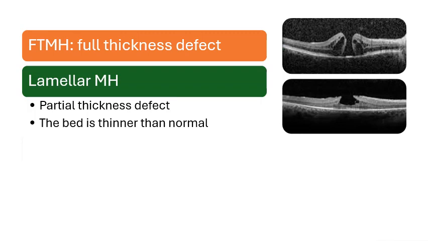There is another condition called the lamellar macular hole, in which there is only a partial thickness defect of the neurosensory retina. The remaining retinal bed is thinner than normal. This condition usually represents either an abortive macular hole, this means a macular hole that started to develop but didn't complete to become a full thickness hole, or represents areas of cystoid macular edema in which some of the cysts in the inner retina will open and give a partial thickness retinal defect.